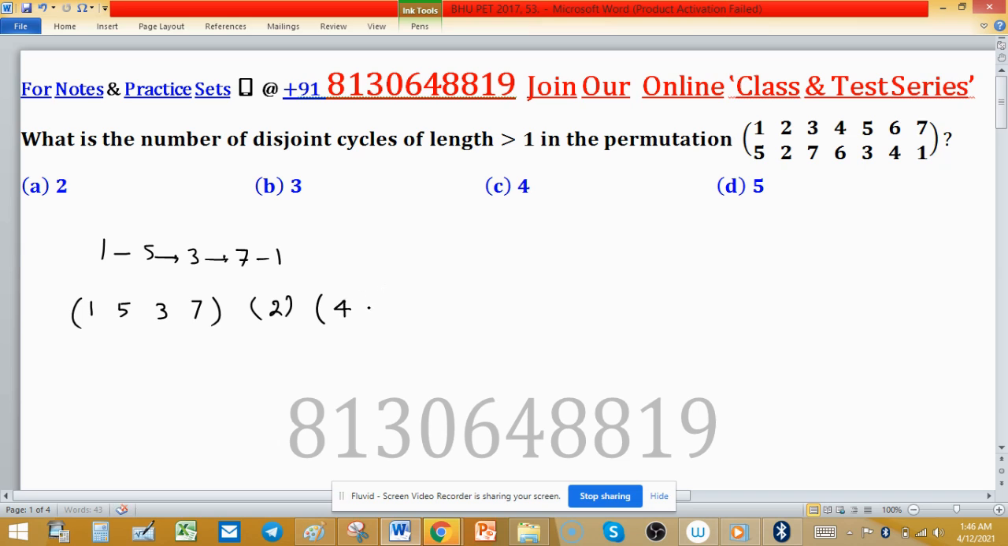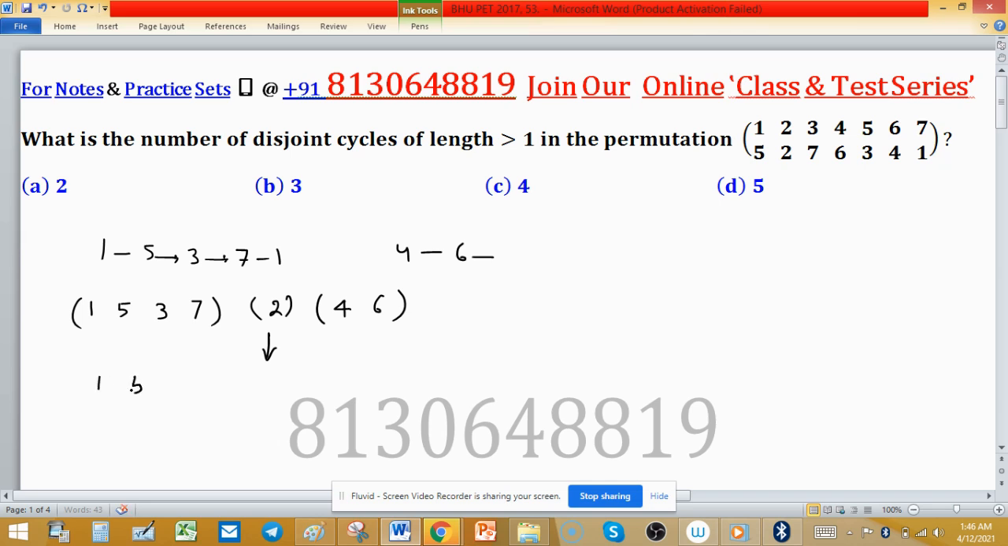4 is going to 6, and 6 is going to 4. Means this is a cycle of length 2. And we are asked about cycles of length greater than 1. So remove this point. The cycle of length 1 we normally do not write.